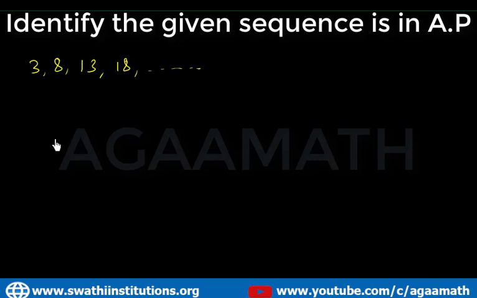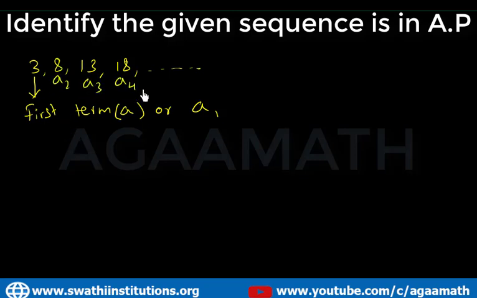First of all, what we have to know is that each number in the given sequence is treated as a term. Each number is nothing but a term, so this is called the first term. The first term is always indicated with the letter A or A1. A1 means the first term. Similarly, A2 is the second term, 8, and this is A3 and this is A4, and so on. So these are the terms.